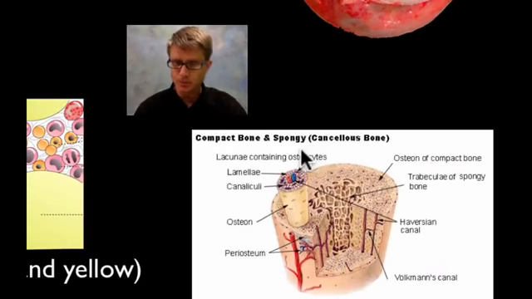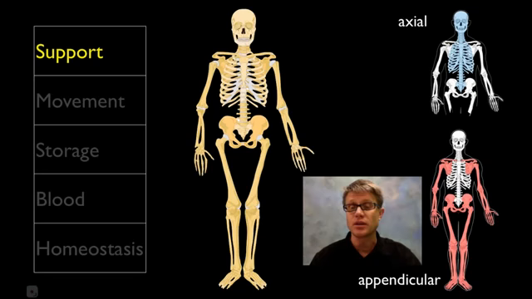This is a more intense picture of bone, or a diagram of that. You can see the spongy bone on the inside. We've got this compact bone on the outside, but you can see these capillaries are feeding the bone with nutrients. Okay, what's the function of the skeletal system? We can look at them over here. It's going to be support, movement, storage, blood, and then homeostasis.